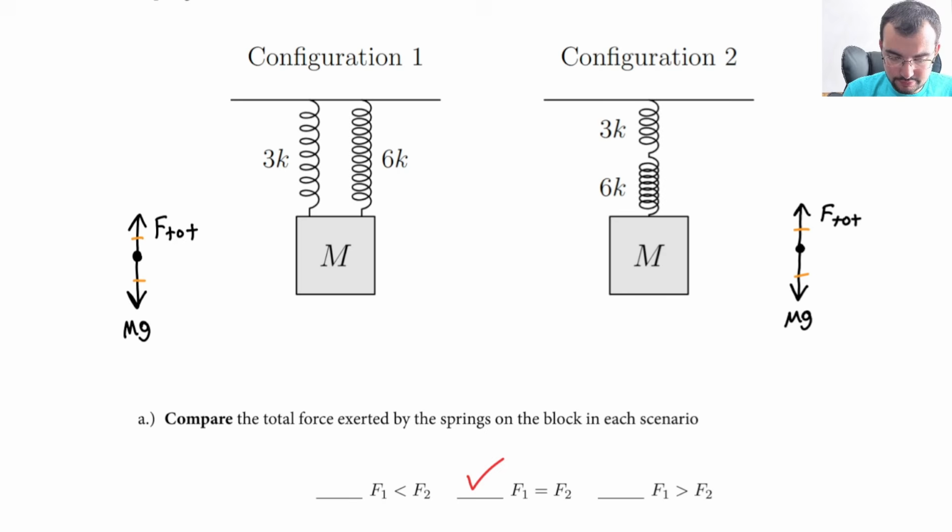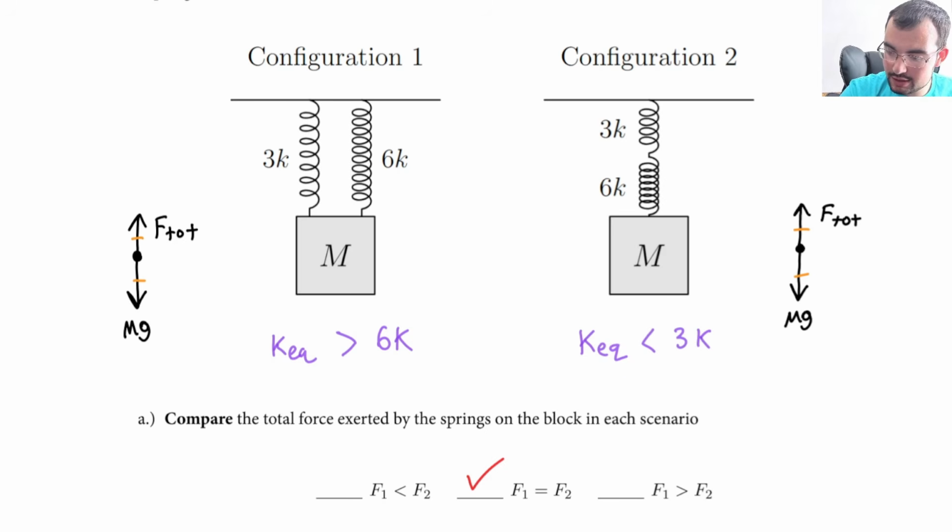So what we know first is that in parallel, the spring constant gets bigger than the biggest constituent spring constant. So we know that K_EQ here is actually larger than 6K. Yes, I know it's 9K because 3 plus 6 is 9, but we're just seeing how qualitative we can get. In configuration 2, we know that the equivalent spring constant is weaker than the weakest because springs get weaker in series, so it is less than 3K.